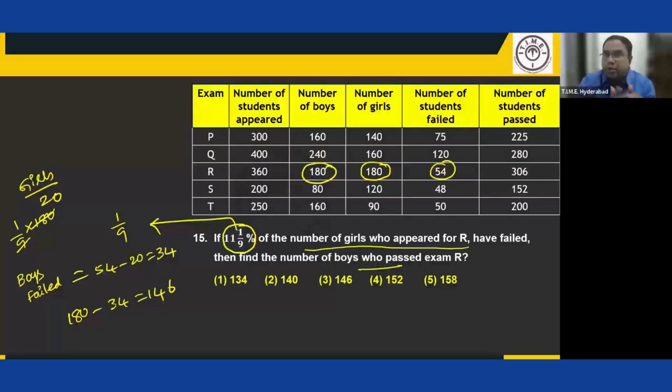Maybe the calculation is there, but it should not take 1 minute 40 seconds. At least in 1 minute you should be able to answer these kinds of questions, right? So you need to improve your speed. You need to work on your speed on the calculation part. Let us move to the next question. Question number 16.